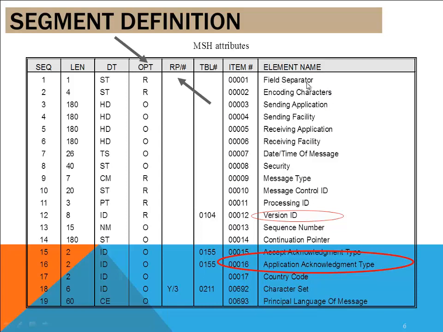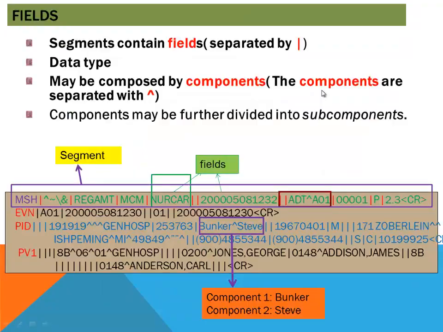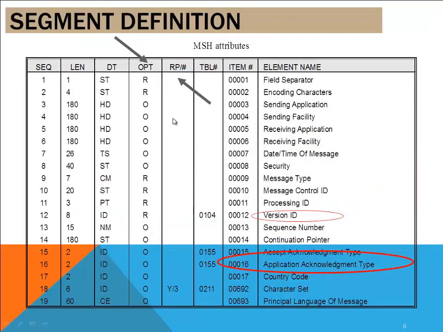It stores the field separator. If you go to this one here, you see the first field will store the separator. Then the second field is the encoding characters. So we have something here.